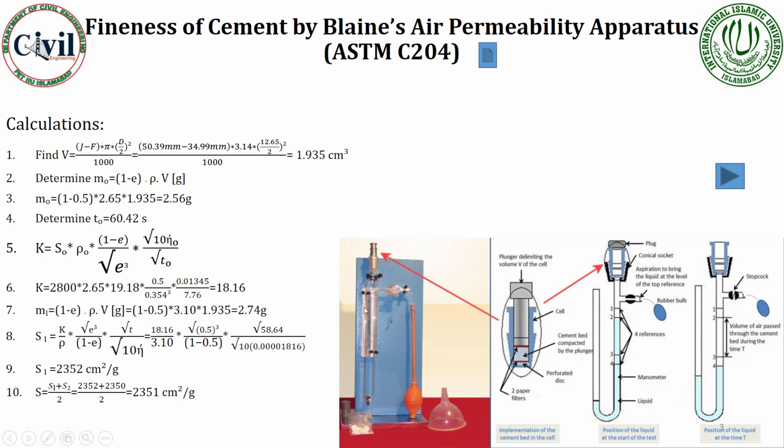Then you will come to your cement specimen, whose specific area you want to calculate. Because it has a different density than the standard one, you will calculate again the mass of cement. You will compute the density, volume, and porosity of the cement to calculate the mass required. So 2.74 would be the mass to be compacted in this cement column.